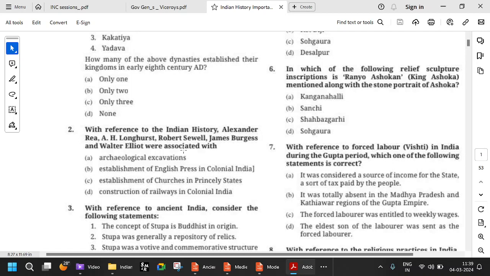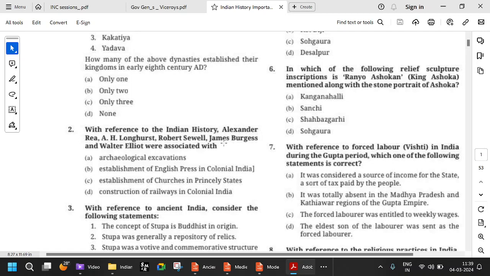So they are associated with archaeological excavations. Remember that. They are not associated with English presses, churches, or railways, etc. Railways means you have to remember 1853. The first railway line laid was in 1853, Bombay to Thane. That's also important. In Andhra, it is 1863, I believe, Renigunta to Chittoor. That's also important.